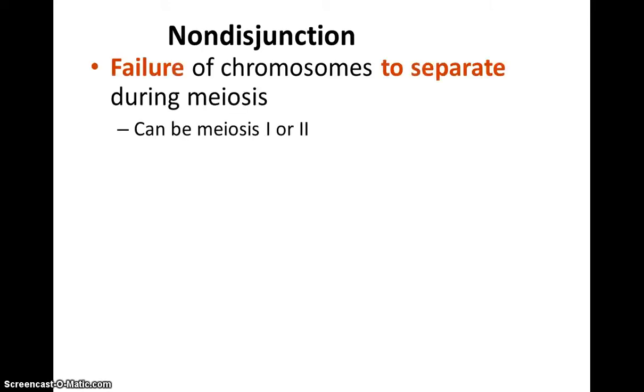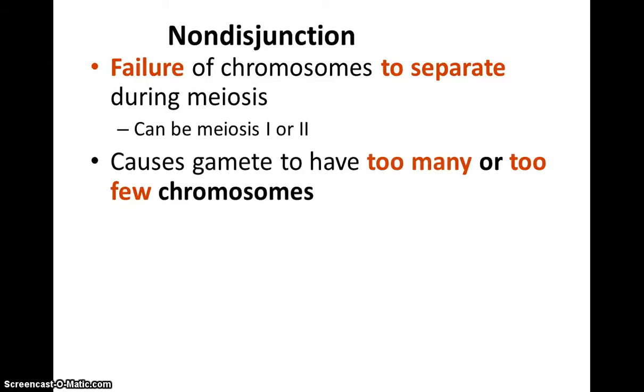Alright, our final type here that we're going to discuss is a nondisjunction. And this is a little bit different than the others because this is really just a failure of the chromosomes to actually separate during meiosis. So this was one of the ways that we could get a chromosomal mutation, and this can again occur in either meiosis 1 or 2, and we'll see this in just a second to help visualize this.